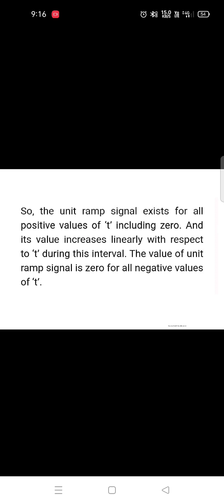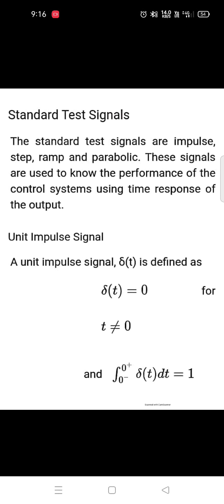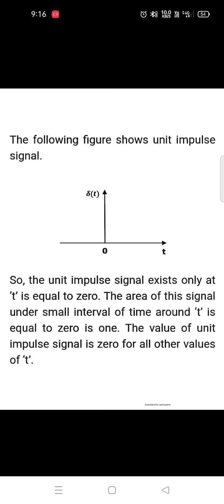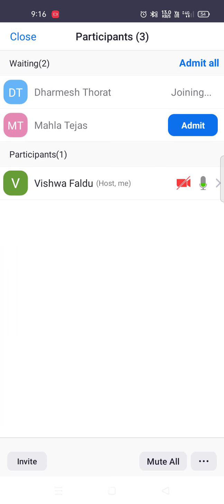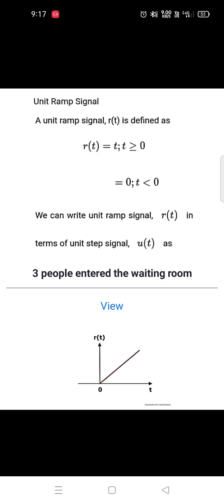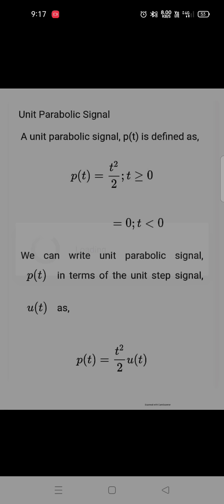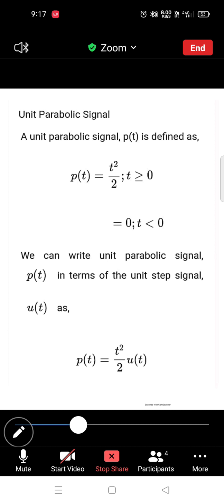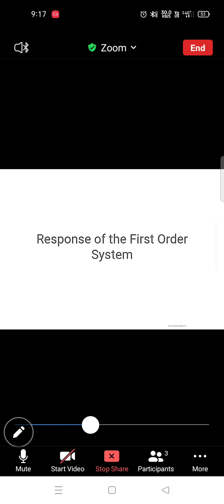So first is the unit impulse. For the unit impulse it is delta t. Then the step signal is u of t. Then the unit ramp signal, and the unit parabolic signal is p of t. We are studying the response of the first order system for these standard signals.